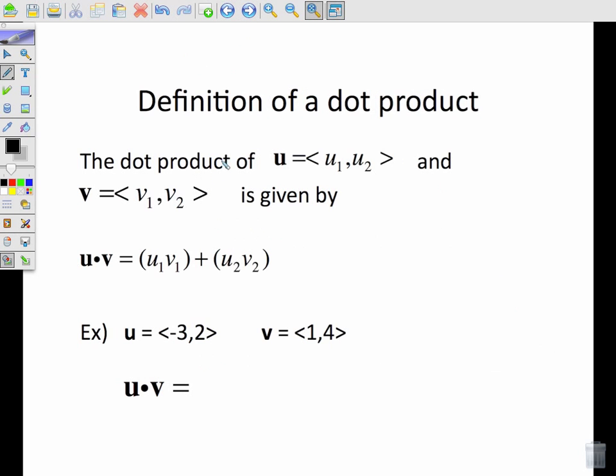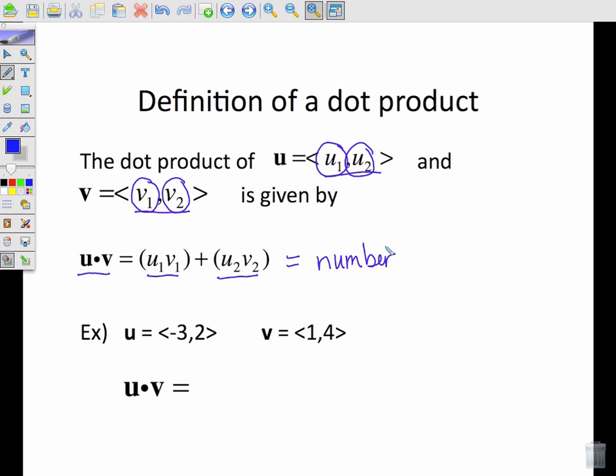For the definition of a dot product, the dot product of vector u and vector v, where u is defined by u1, u2, and vector v is defined by v1, v2, is here again the symbols. You take u1 and multiply it by v1, so it's u1 v1, their product, and then you add u2 times v2. This is going to give us a result, which is a number.